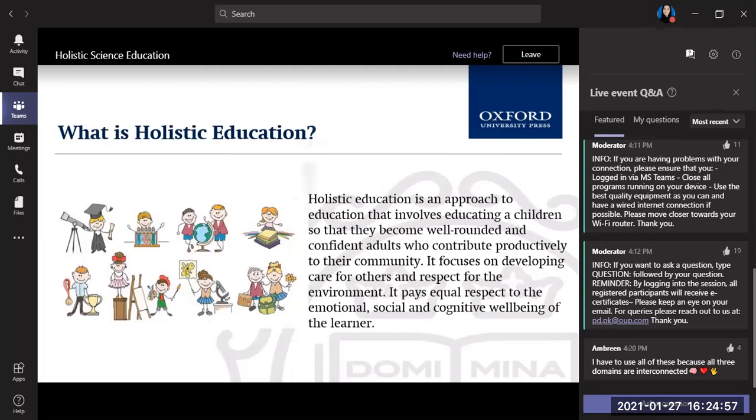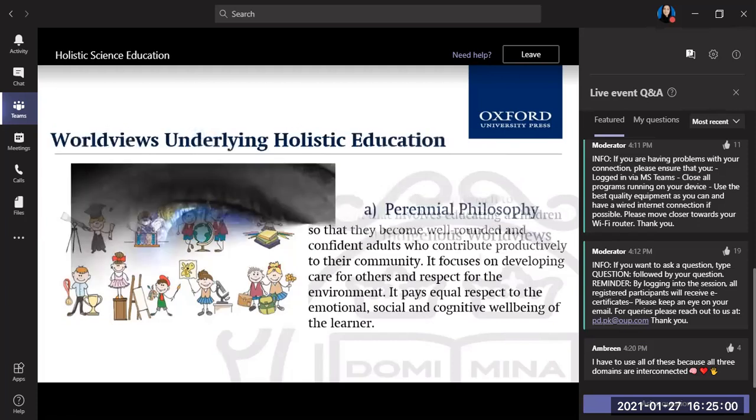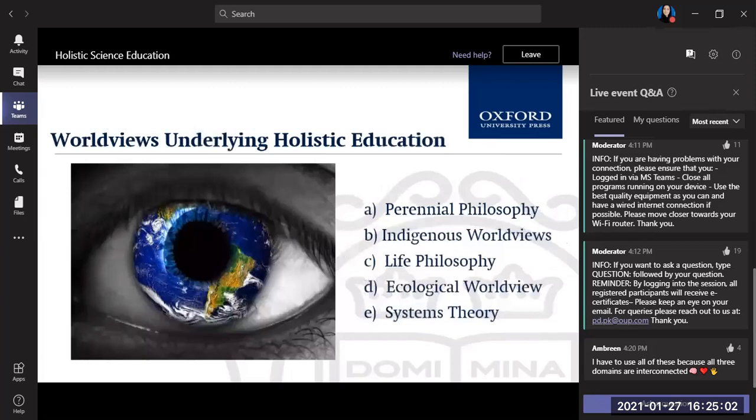Now, let's come to the worldviews underlying holistic education. It is very important to know where this comes from. Now, every other view and every philosophy that is mentioned here has a different view. There were more that I've not mentioned. Holistic education is even recognized by the feminist movement as well. But I prefer to talk about the top 5 ones.